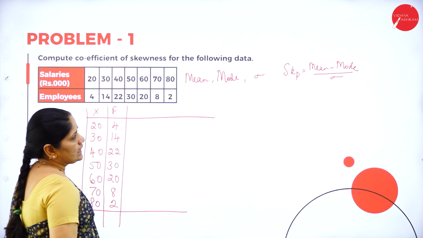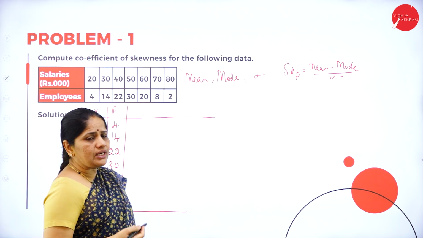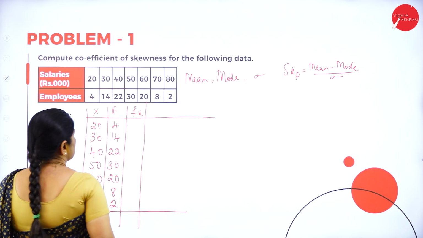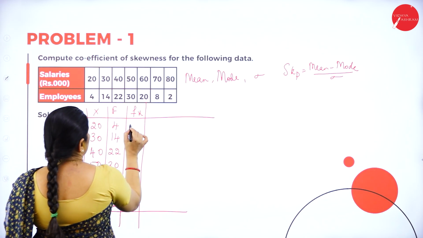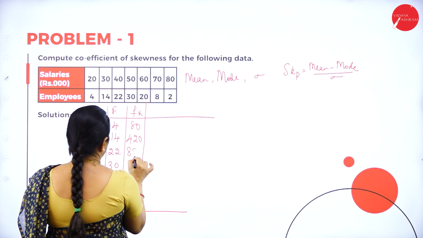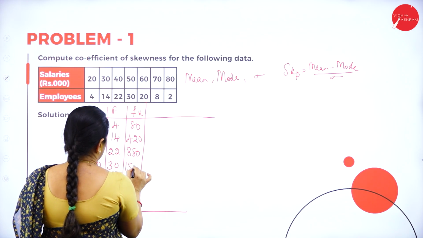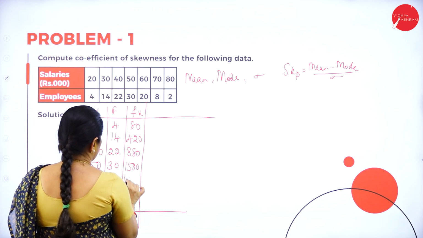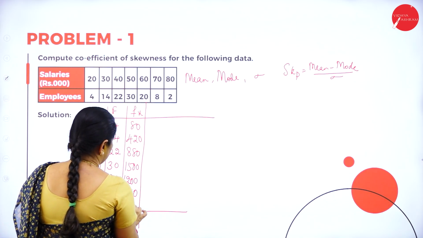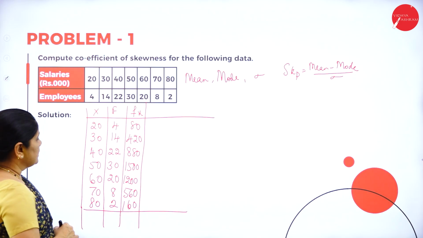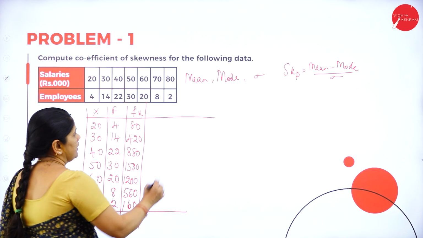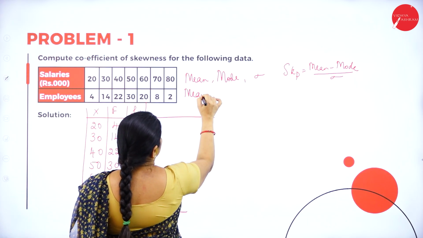Now, I have to calculate the mean here. So, how do I calculate the mean? F into x, Fx. So, 20 into 4 is 80, 420, 880, 1500, 1200, 560 and 160. Now, you add all the values, you get sigma Fx, and the mean value will be equal to sigma Fx divided by n.